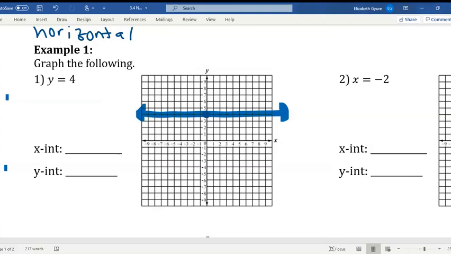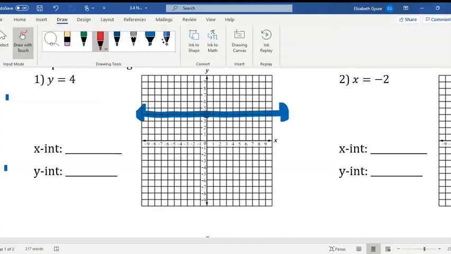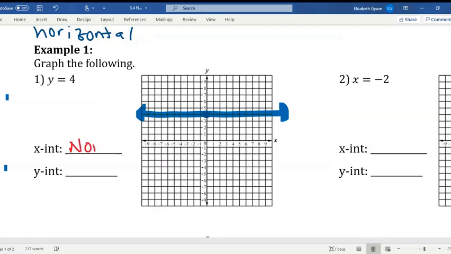All right, so now you'll notice these two blanks. We have the x-intercept and the y-intercept. Now the x-intercept is down here. Does your graph ever touch this line? No. So what that means then is there is no x-intercept. We're going to simply say none.